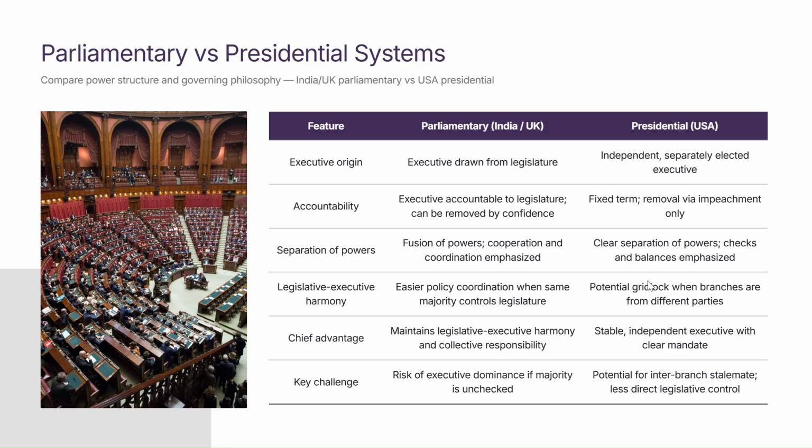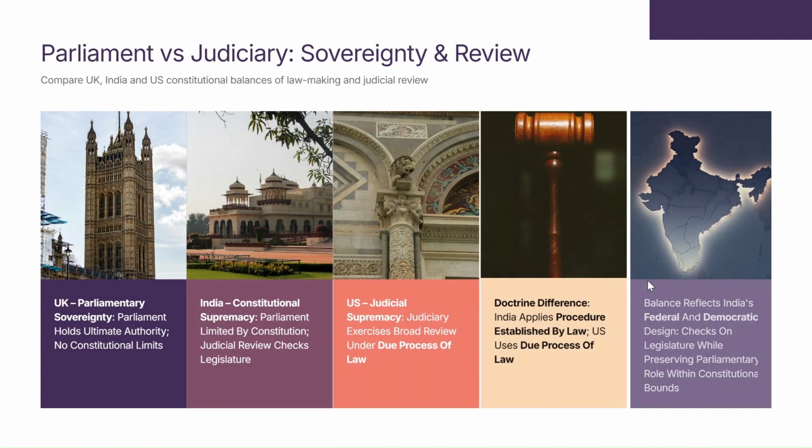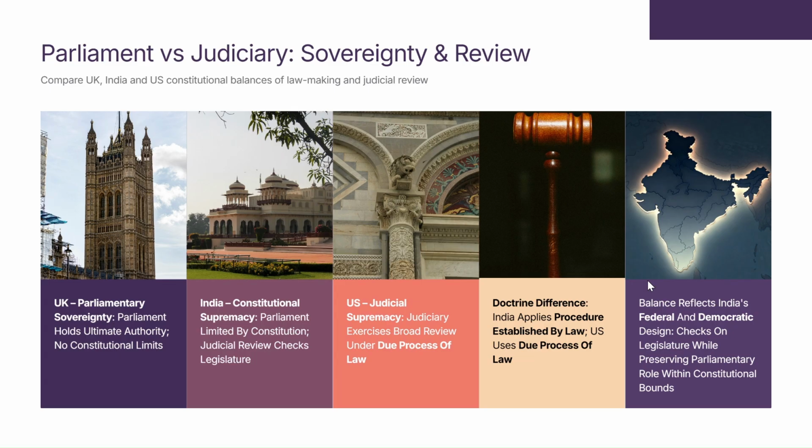In UK, Parliament is sovereign, but in India it is not. It is the constitution that is supreme. The US emphasizes judicial supremacy, whereas India allows judicial review, but it is limited. USA boasts its due process of law, when in India, procedure established by law is followed.